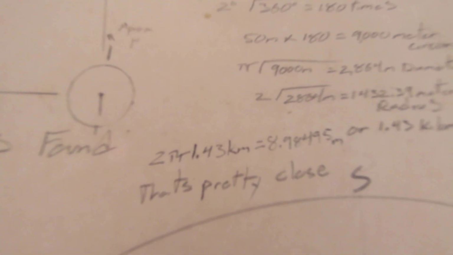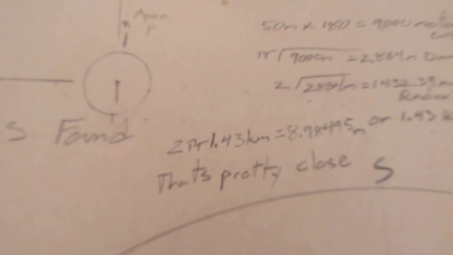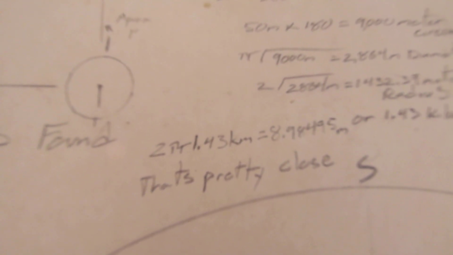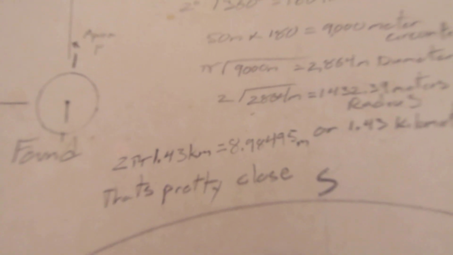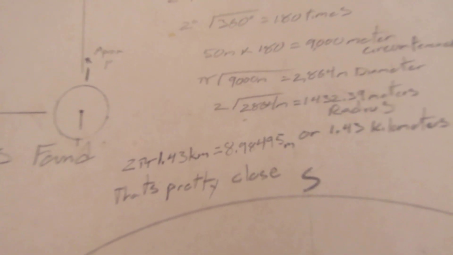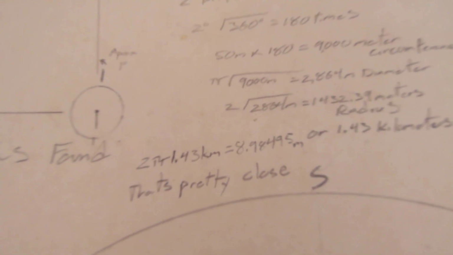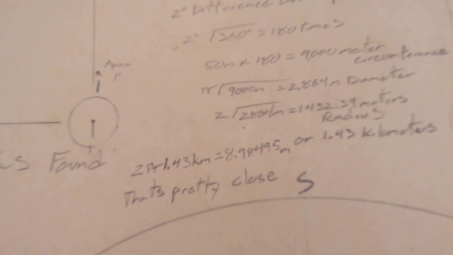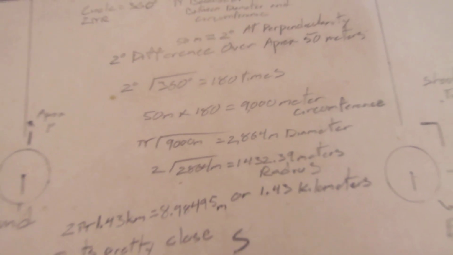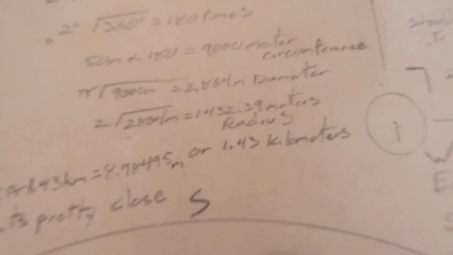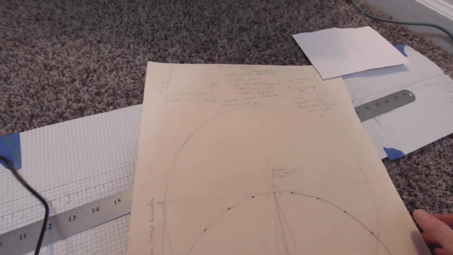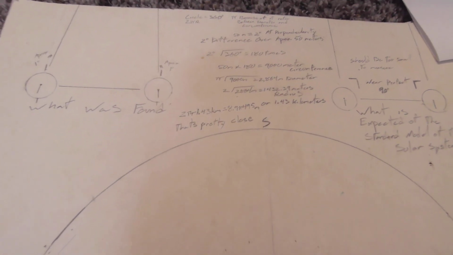So we'll take our radius, 2 pi r, 2 times pi times 1.43 equals 8.98495 meters. That's pretty close. That's really close. So we're really not that far off at all. So now to check this one, the 2 pi r checked that answer.